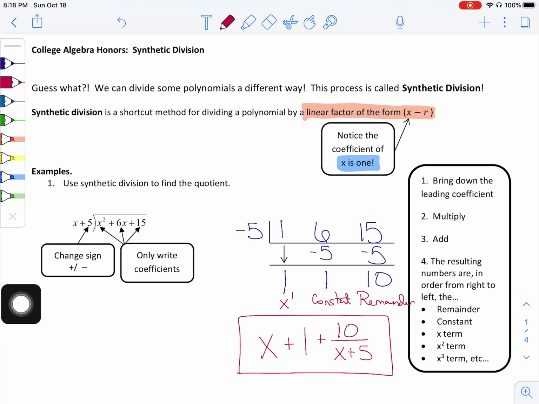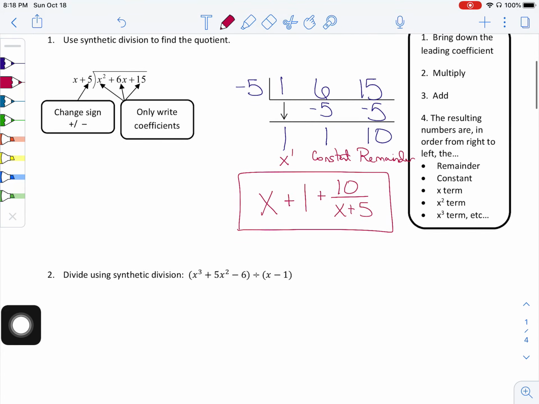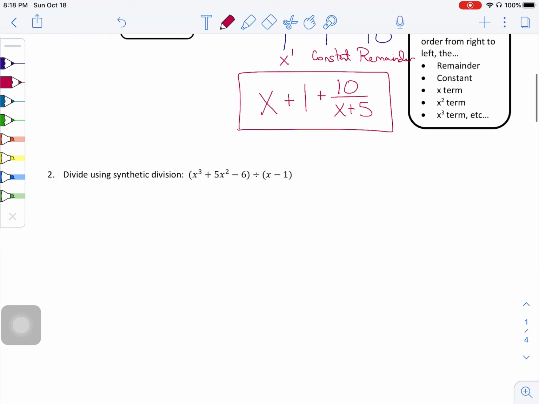So again, you just want to focus on the constant of what you're dividing by, but you've got to flip its sign. And then you're going to pull just the coefficients here. So we have x squared, x, then our constant, and just pick the numeric values. All right, let's go ahead and slide on down. I believe there's another one. Ooh, there is. All right, divide using synthetic division.